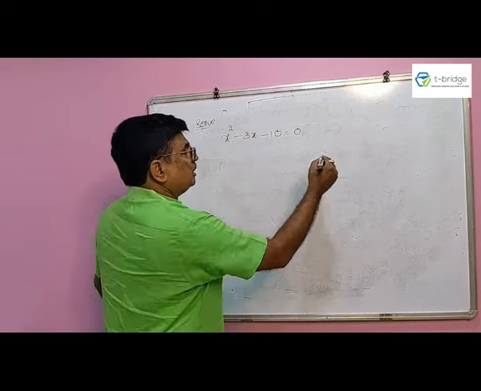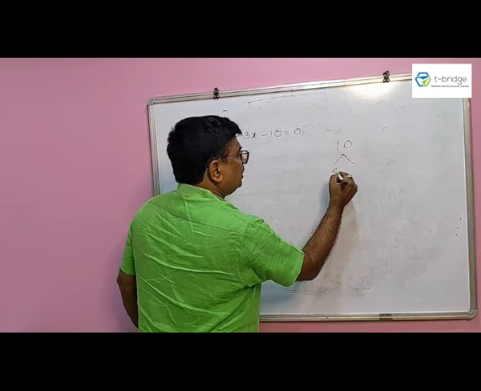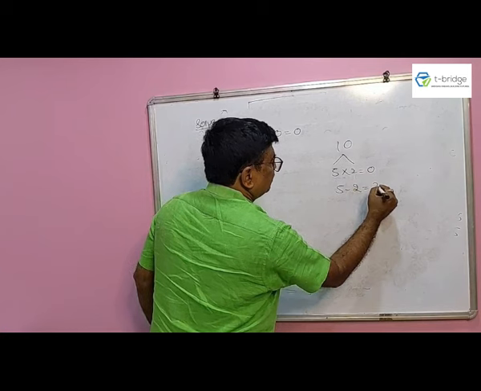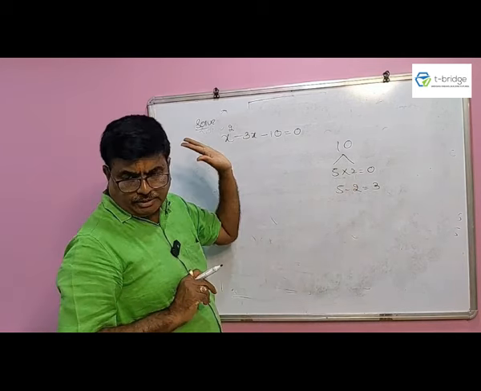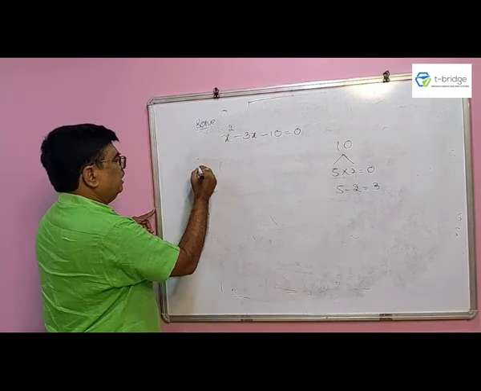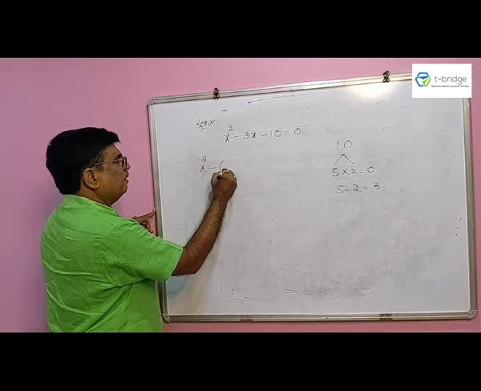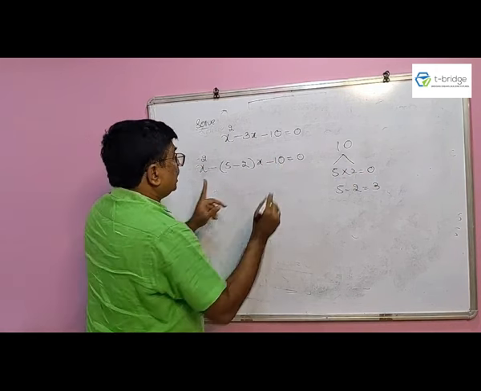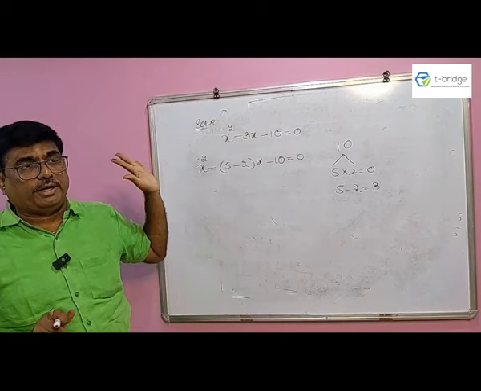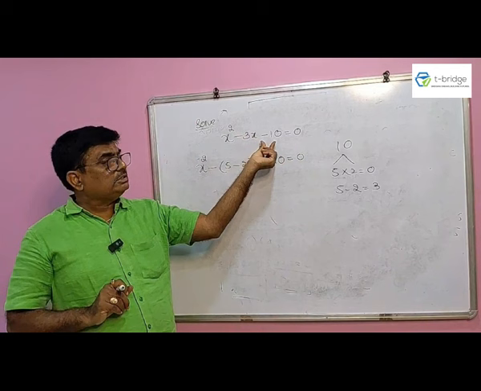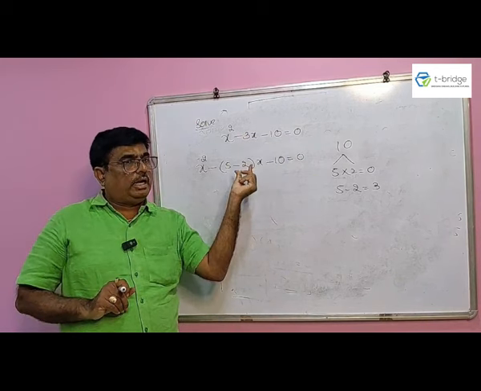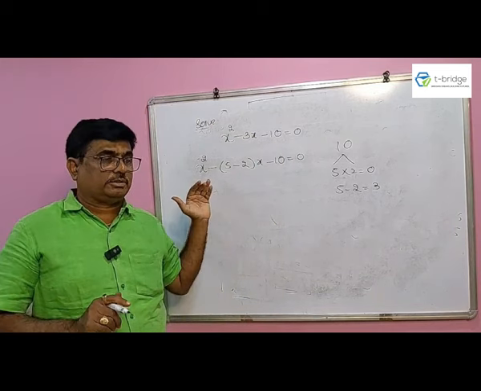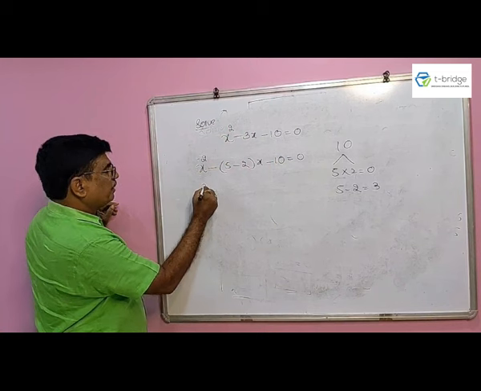Now we take the factors of 10, on this side. 5 into 2 is 10, 5 minus 2 we get is 3. We need minus 3, do not bother about it, just subtract the smaller from the bigger. Then x square, use the bracket, 5 minus 2 into x minus 10 equals to 0. Because the last term is negative we subtract. Again and again I am repeating, do not be confused here. If the last term is negative, we get the factors by subtracting; if the last term is positive, we get the factors by adding.